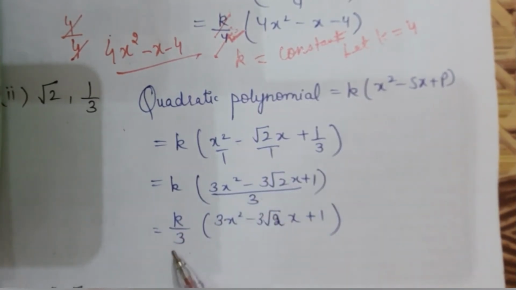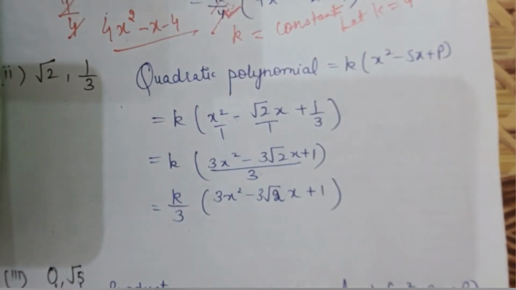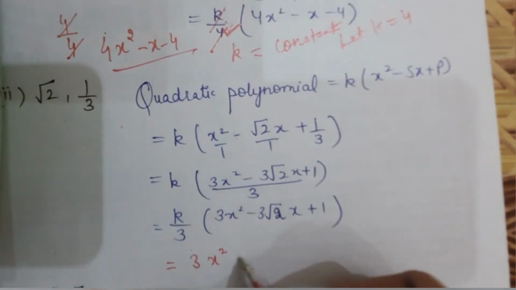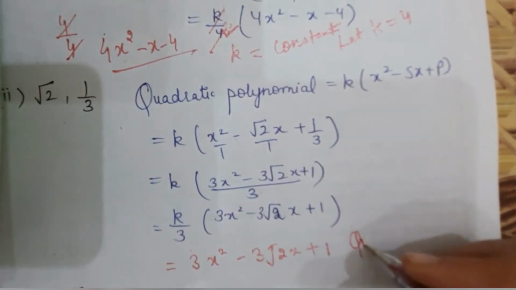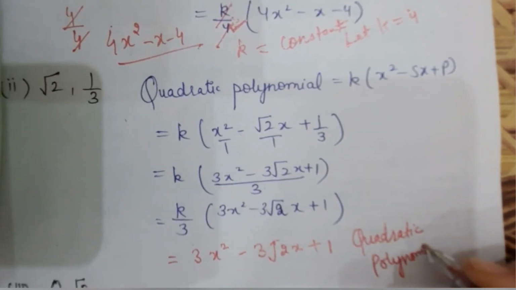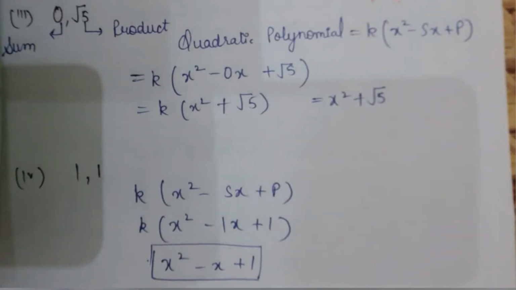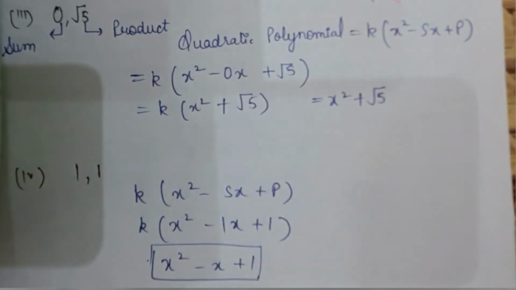Now k by 3, we will take 3 outside and this will be our quadratic polynomial. We will put k as constant and from there we simply write this 3x² minus 3√2x plus 1. It is our quadratic polynomial. We can skip that step where we put k equal 3 and then 3 by 3. We can skip it. Now third and fourth parts are simply whole numbers. These are not in fractions. So it's very easy. Sum is given to you 0 and product is given to you √5.